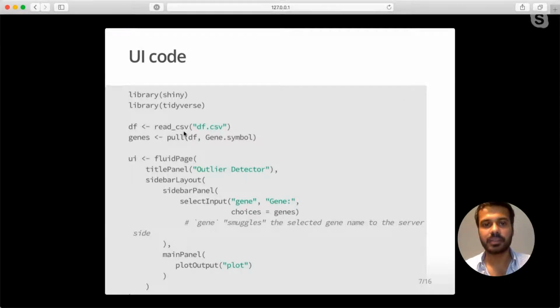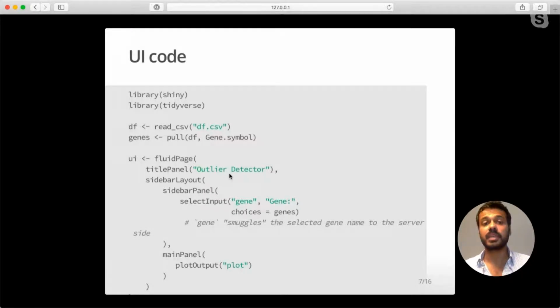We use the read_csv function to import this df.csv. So this data frame contains expression information for the 6 samples and the gene names. And the thing that we'll be changing, or getting the user to change, is the gene name. So we use the pull function to pull the gene names that are stored in this column called gene.symbol, and we'll save it as a genes character vector. So that's all the setup.